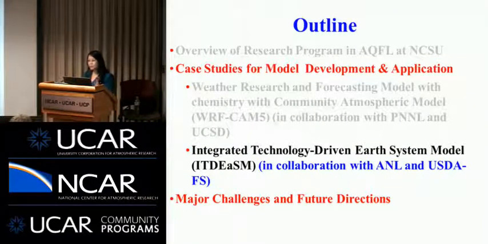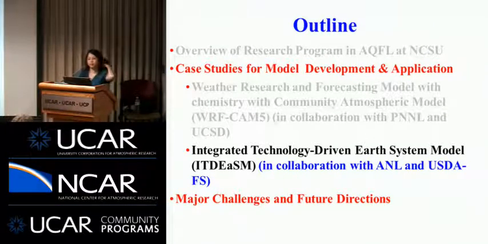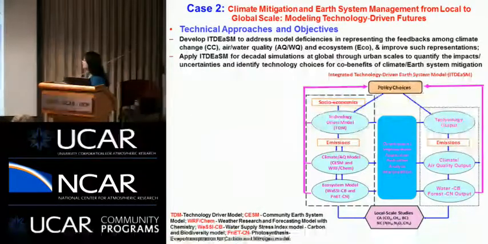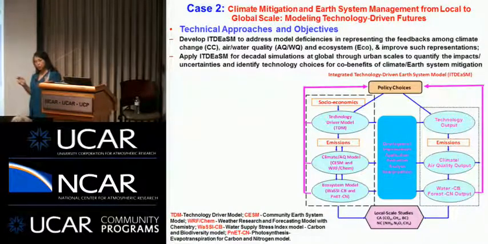Now let's move to the second case. In this case, I'm going to talk about the development and application of an integrated technology-driven Earth system model system. The goal of this project is to estimate the impact of global change, including both climate change and land use change, on all major components in the Earth system, such as air quality, water supply, and ecosystem.